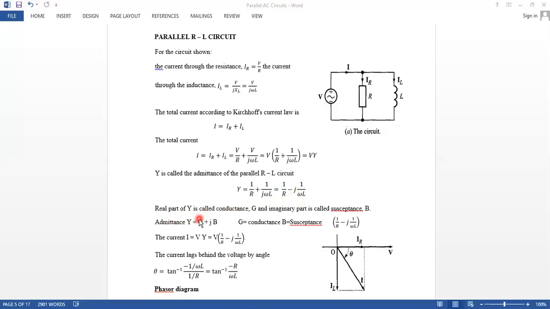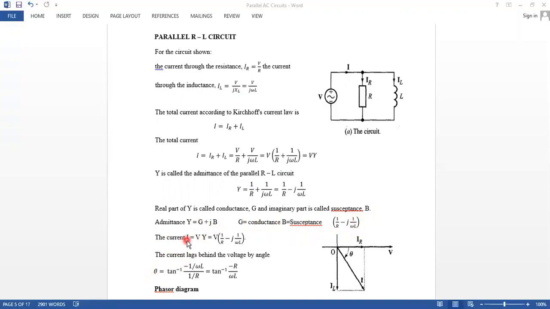So the real part of Y is called conductance. That is 1 by R is nothing but conductance G. And the imaginary part, 1 by omega L, is called susceptance B. Okay, admittance Y is equal to G plus jB. Generally admittance is given by G plus jB, that is conductance plus j times susceptance. So here we have G as 1 by R and the B value as minus 1 by omega L.